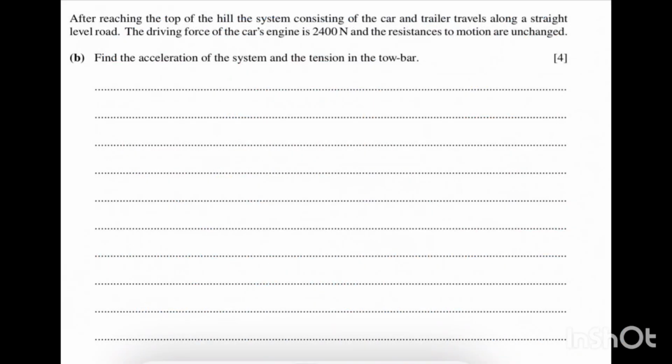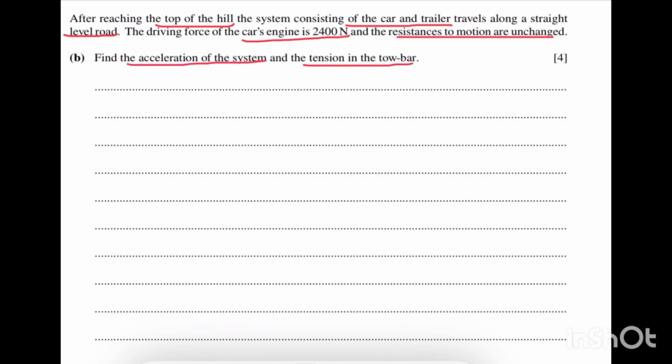So for part B, they are saying that after reaching the top of the hill, the system consisting of the car and the trailer travels along a straight level road. The driving force of the car's engine is 2400 newtons and the resistances to motion are unchanged. So we need to find the acceleration of the system and the tension in the tow bar.